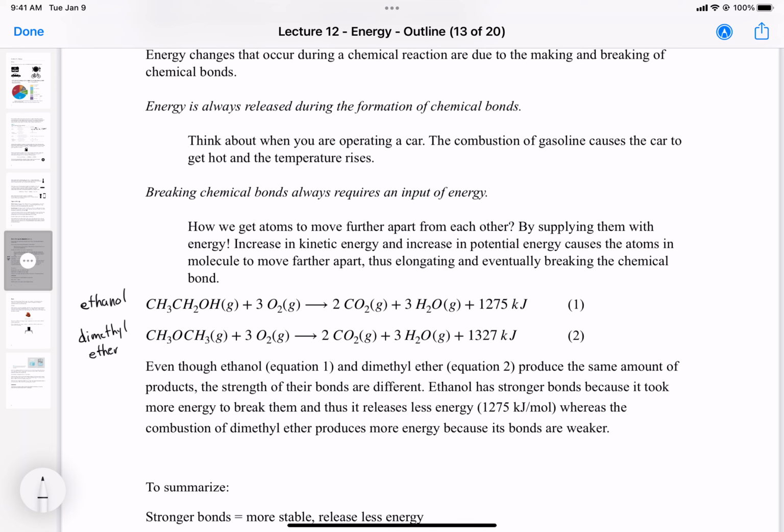Okay, so the key takeaway here: if you produce more energy, the bonds in the reactants are weaker. If it produces less energy, the bonds in the reactant are stronger. So that's the main takeaway here. So I'll highlight that.